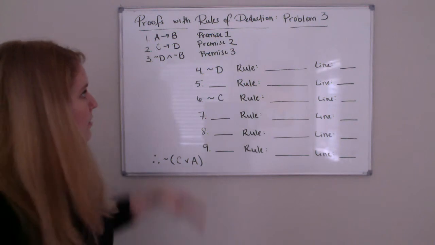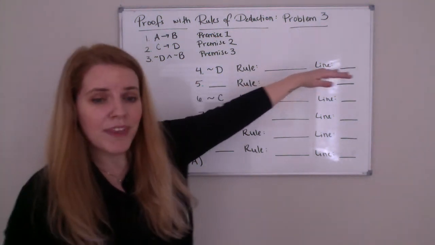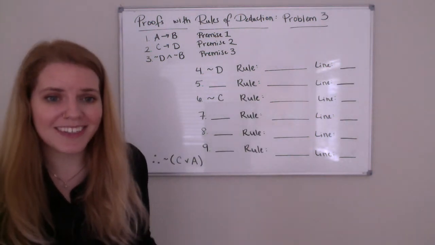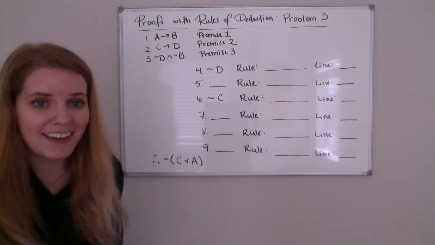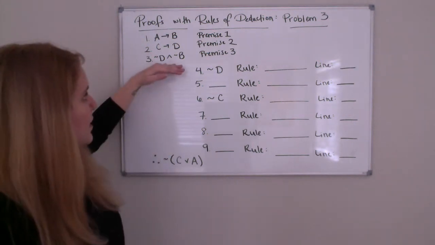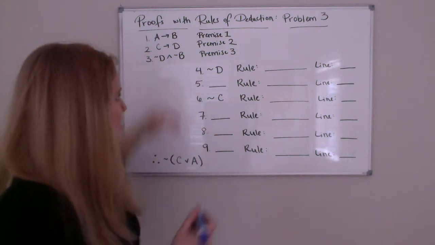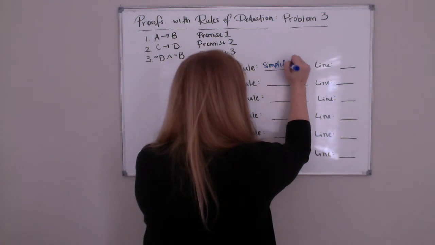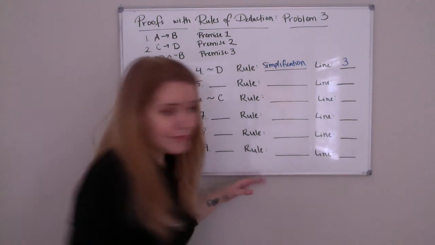In line 4, we have not D. So what rule did we use to get not D, and which lines in our proof are we going to cite for having used that rule? Okay, the rule that we can use to get not D is simplification. And we can use simplification in line 3 to isolate not D as one conjunct of this whole conjunction claim. So our rule is simplification, and our line is 3.